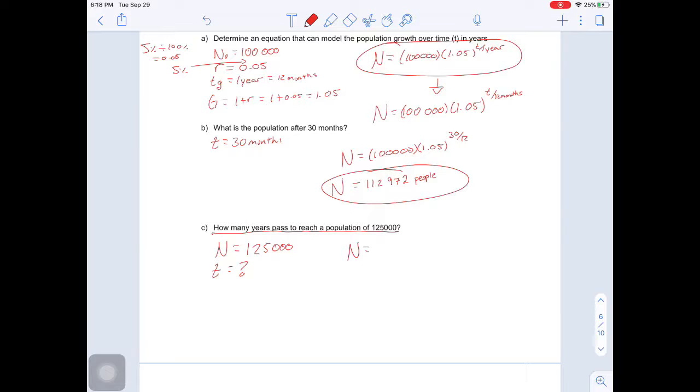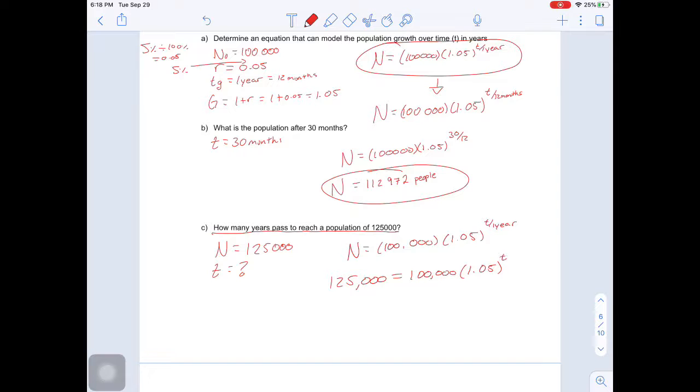So again, N equals 100,000 times 1.05 to the power of t over 1 year. And now I can plug these in. So here I will have N is 125,000 equals 100,000 times 1.05.